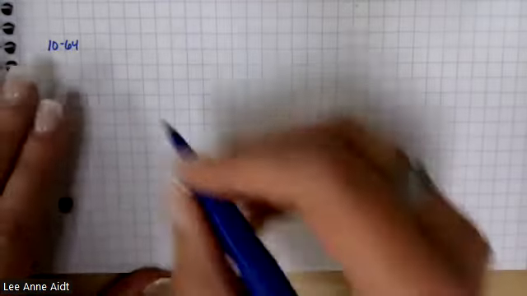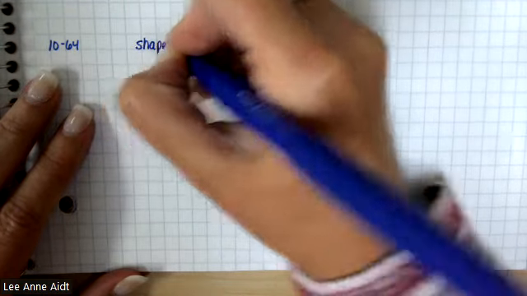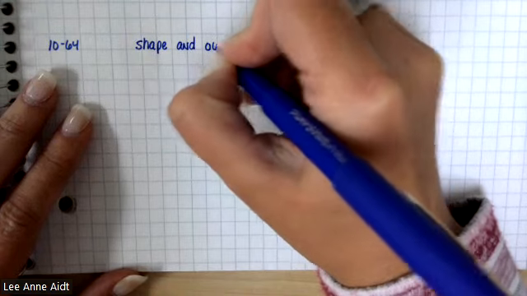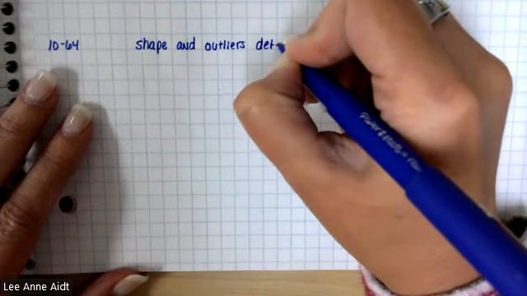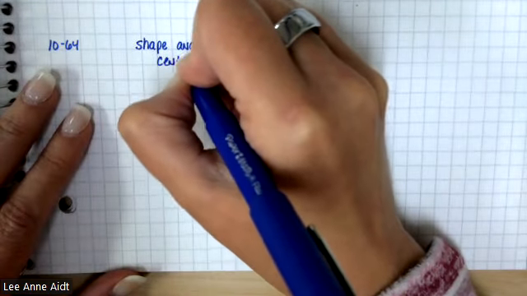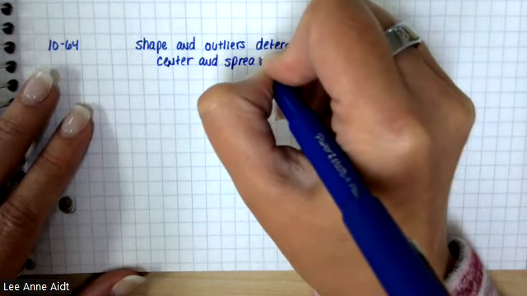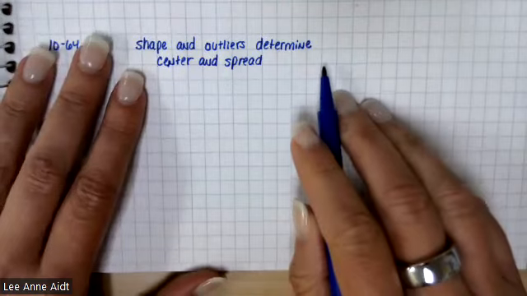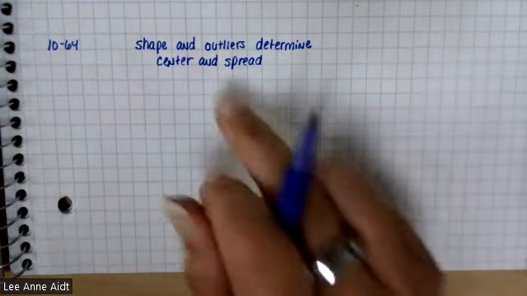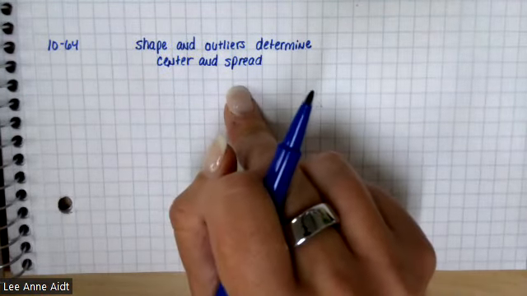Okay, last problem. So shape and outliers determine center and spread. Okay, so this is SOCS.